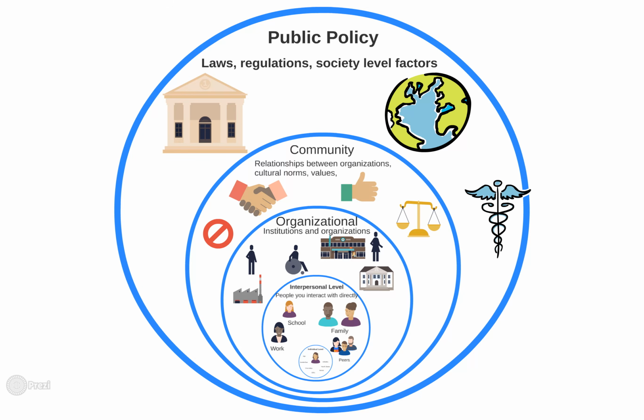At the highest level, we have public policy or society, the laws and regulations that impact the masses. Using our example of childhood obesity, we might be aware of policies such as ones that prevent unhealthy food from being served in schools or taxing sugar-sweetened beverages.